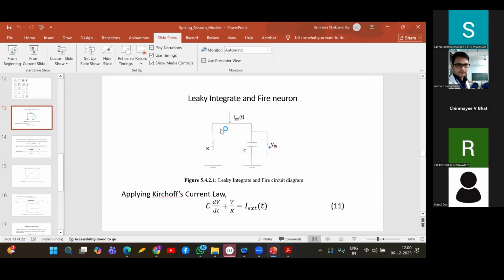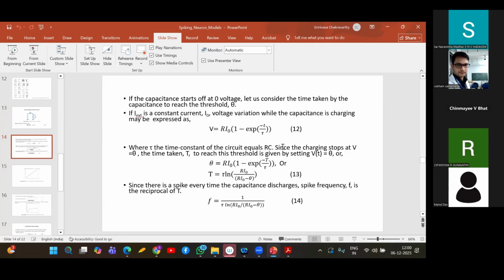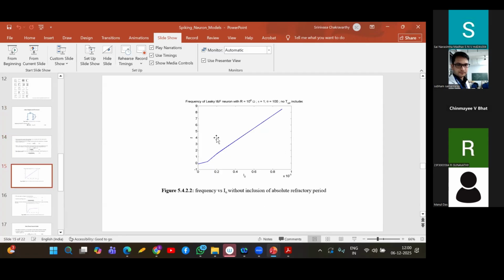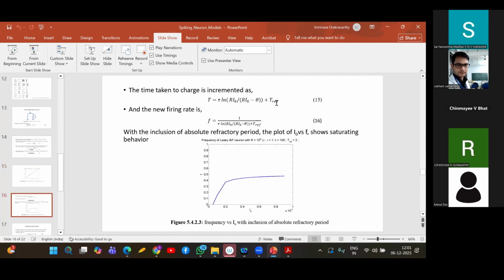That's all. One resistance, one capacitance, and this again is charging by some external current. And then you assume that the capacitor voltage is reset once in a while, whenever it reaches a certain threshold. Then when you look at the frequency of firing as a function of the input current, and you assume there is a limit on the firing rate, you get again a similar kind of curve.